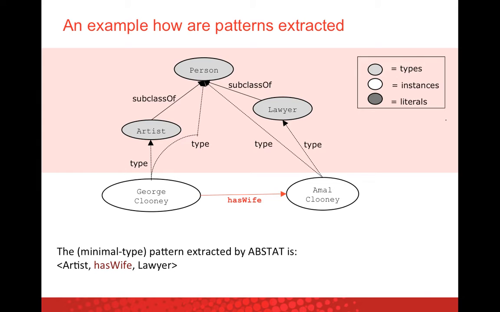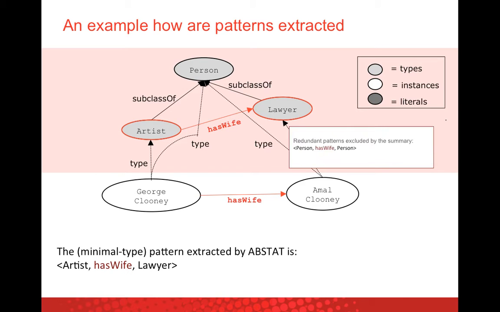As we can see from the subtype graph, between the two types that George Clooney has, the most specific one is artist. The same heuristic is applied for Amal Clooney. The most specific type is lawyer. In this case, ABSTAT would extract a pattern like artist has wife lawyer. This approach is applied to every instance we find in the dataset. With ABSTAT, we are able to exclude redundant patterns like person has wife person.